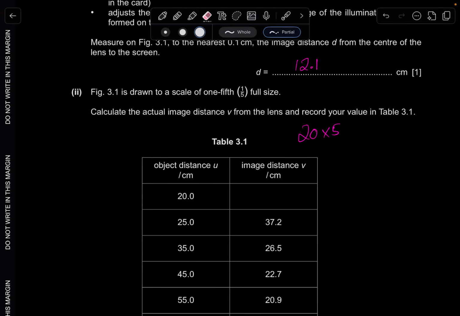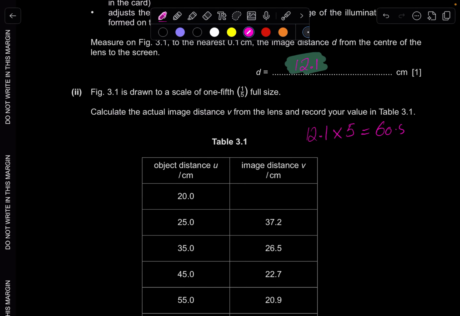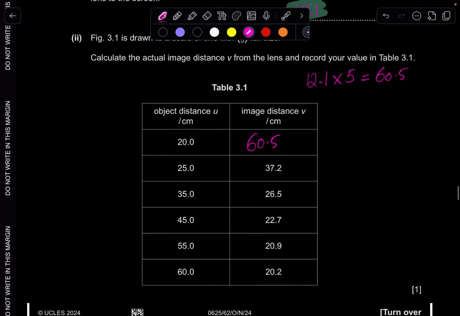So it's not 20. We have, this is the distance, right? This is the distance that we have. So you have 12.1 into 5. That will be equals to 60.5. So 60.5 will be the image distance. Okay.